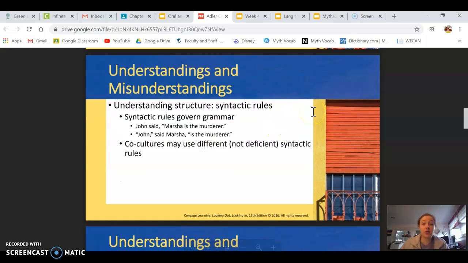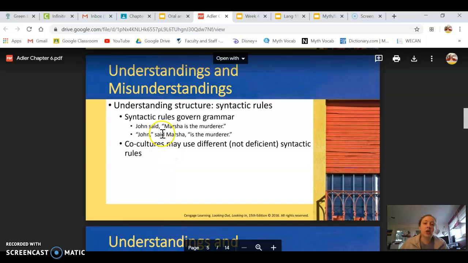So understanding structure. There are these syntactic rules that pretty much govern grammar. It's what we agree on as a group, that this is what grammar means, and this is where periods and commas and semicolons go, so that a sentence makes sense. Or this is how words are ordered in a sentence so that they make sense to the hearer or the receiver of the message.